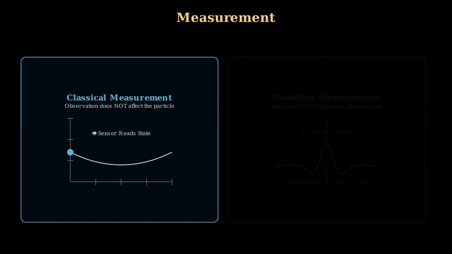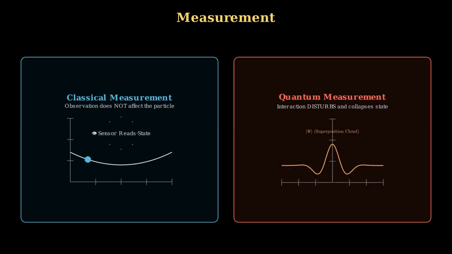What is measurement in a quantum system? In classical physics, measurement is passive, it simply reads a pre-existing state. In quantum mechanics, measurement is fundamentally disruptive. Before observation, a system exists in a superposition of many states in Hilbert space.